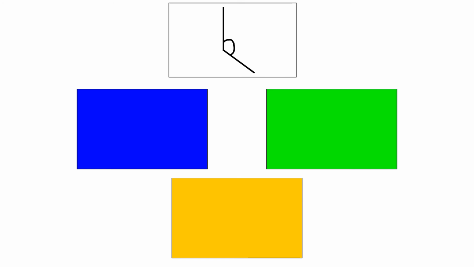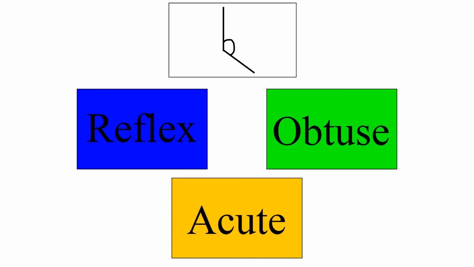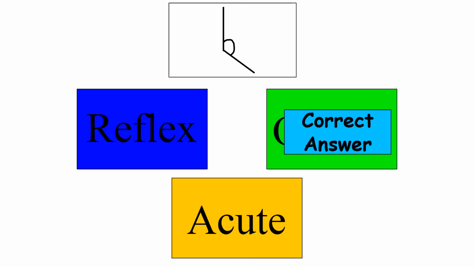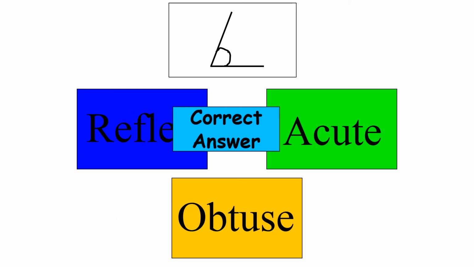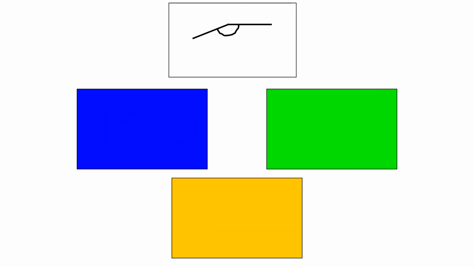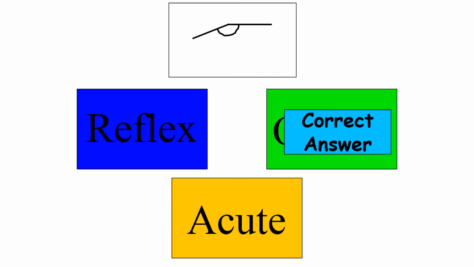So before we finish, I'd like you to do a little bit of a quiz. If you need to pause the video at each one, do. I want you to answer the following question. What type of angle is this? It is obtuse. What type of angle is this? It is acute. What type of angle is this? It is obtuse.